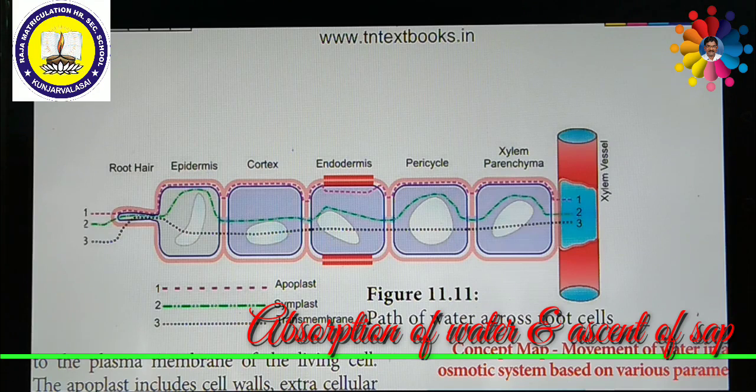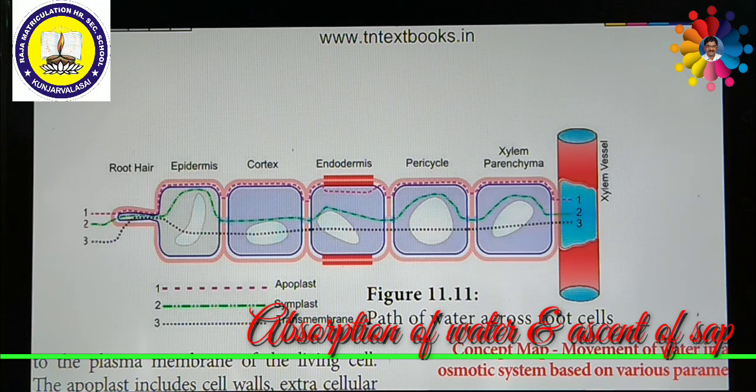But there are objections to this. What is the objection? The cell sap concentration in the xylem is not always high. And moreover, root pressure is not universal in all plants, especially in trees.